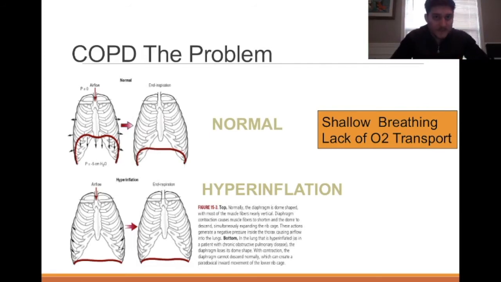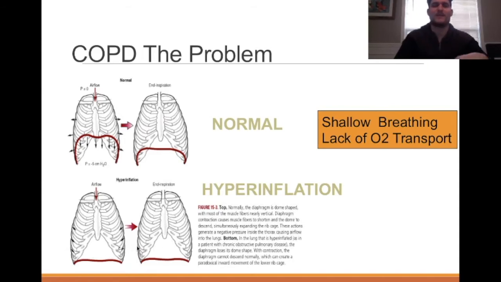But with COPD, since we have that air trapping and hyperinflation of the lungs, the diaphragm is not going to have its normal shape. Instead of the domed, curved shape that we normally see, we're going to have a flatter diaphragm. And what this does is limit its range of motion.